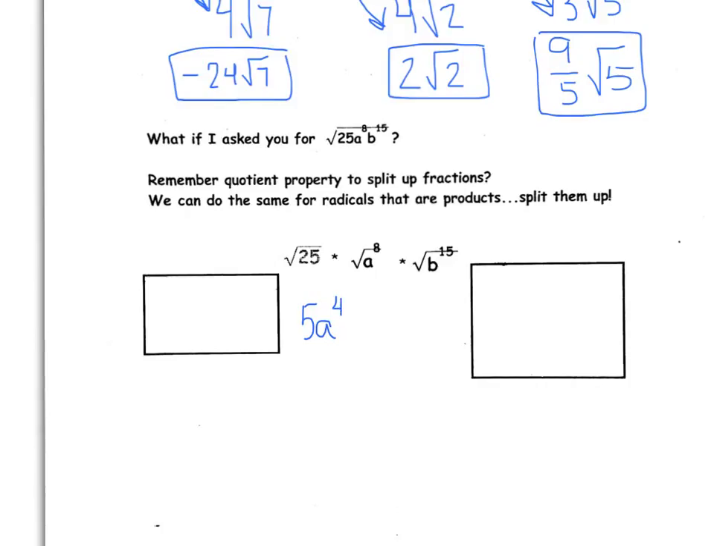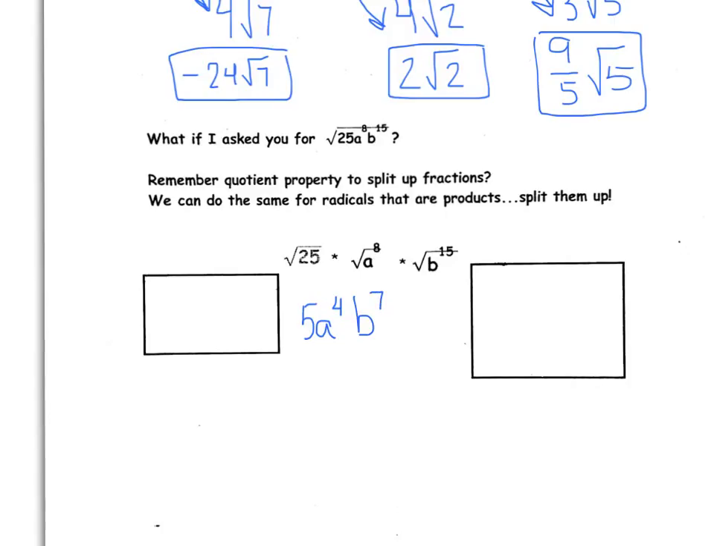Now what if you say, well, Mr. G, b to the 15th, that 15 doesn't cut in half, it's a decimal. Do we just write 7.5? And the answer is no. Okay, you want to see how many times that 2 goes into the number evenly. For a to the 8th, 2 goes into 8 4 times evenly. But 2 goes into 15, it only goes into it 7 times evenly. So when you write this, you write b to the 7th.